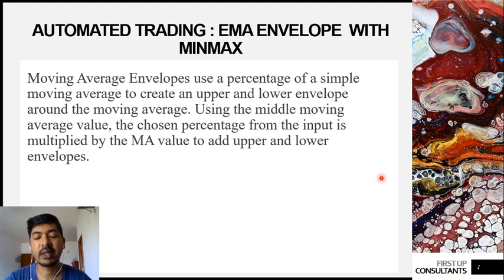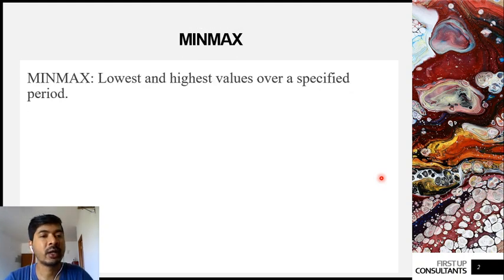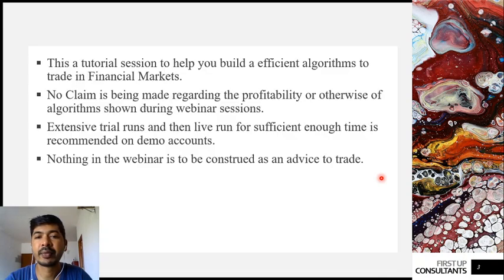Of course we can change it as per the requirement, but I think even the time period of 14 along with the standard deviation of 0.1 is also a good enough combination, and suppose if you feel like you can change it as per your preferences. Min-max is also a simple indicator, the lowest and the highest values over a specified time period.